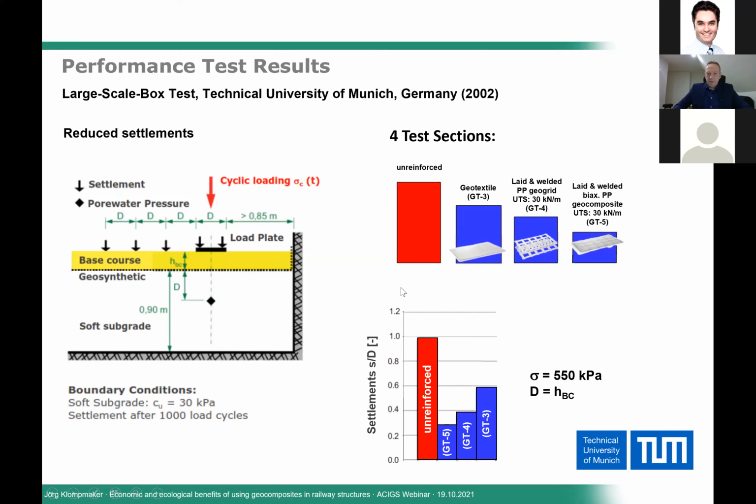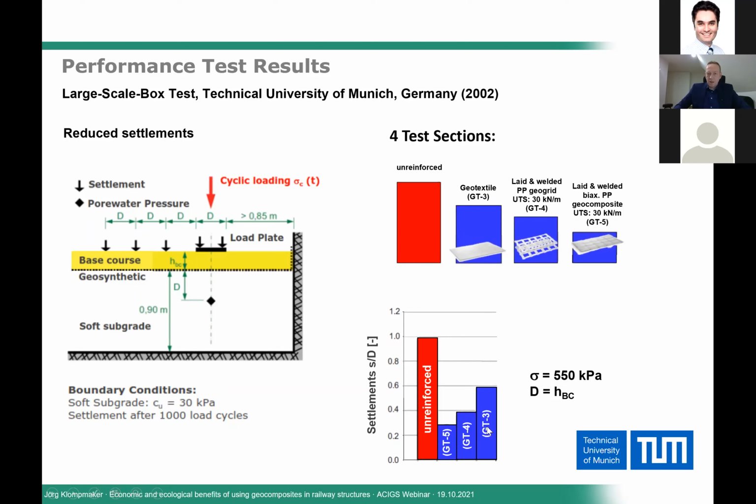Looking at the settlements that were measured by installing settlement packs and linear vertical displacement transducers on the top of the surface, the stress level underneath the plate was measured at 550 kilopascal. The diameter of the plate was equivalent to the thickness of the base course, and we can see a clear result of the settlements. If we are not using a geosynthetic at all, meaning no geotextile and no geogrid, we have the largest settlement, which is shown as 100% value.